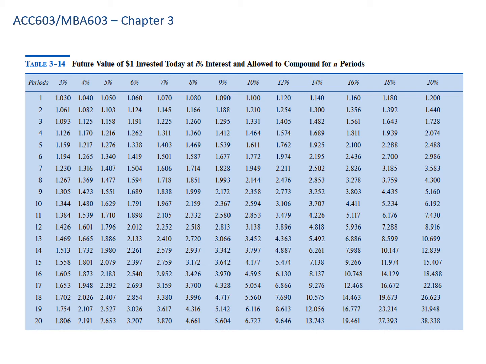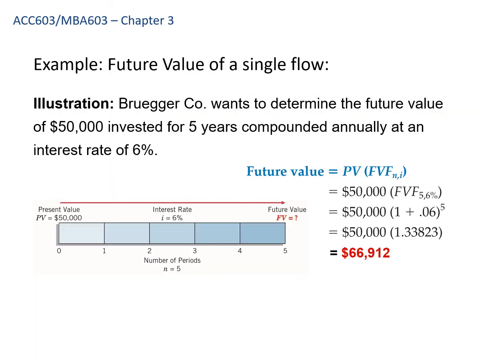So let's first talk about what is the future value of a single amount of money. So not a flow of equal payments, but a single lump sum. In this case, this company wants to determine the future value of $50,000 that they invest for 5 years that compounds annually. That means you're going to earn interest on interest at a rate of 6%. We could do this manually if we wanted to. So I could take 50,000 times 1.06. At the end of the first year, I'll have $53,000.